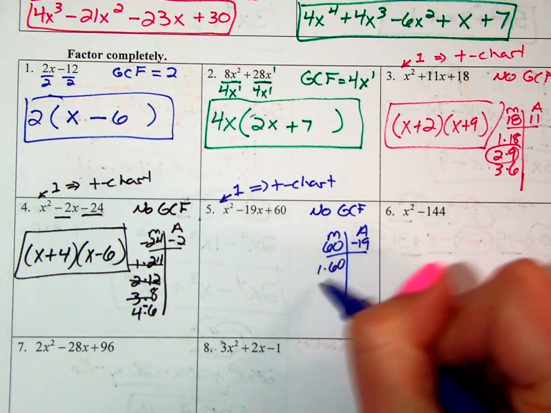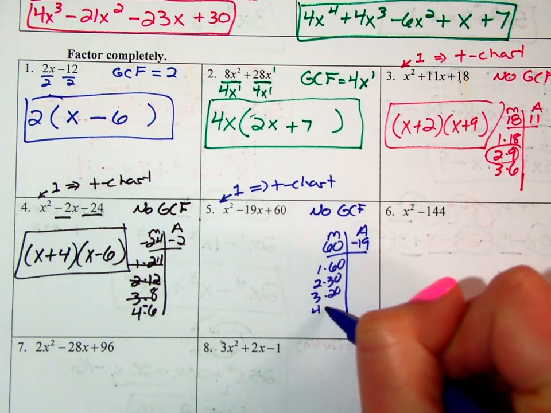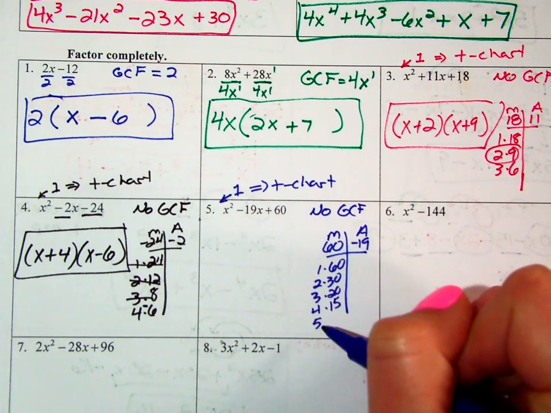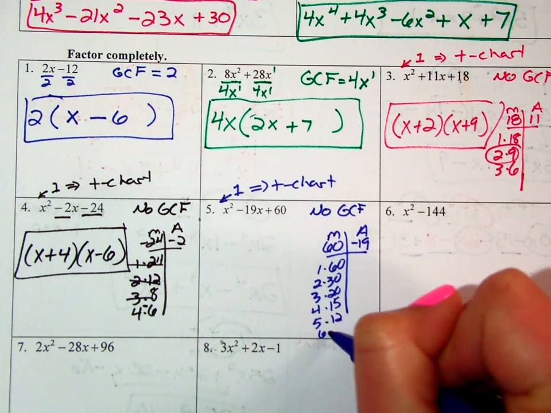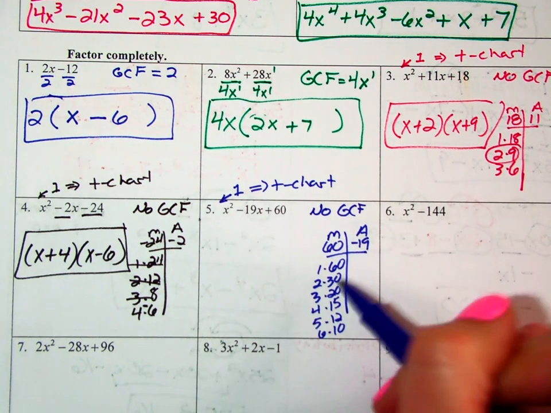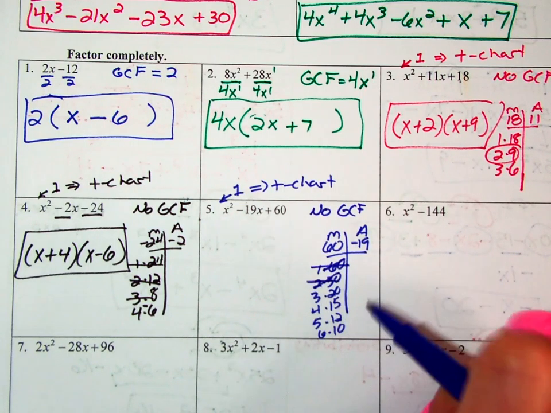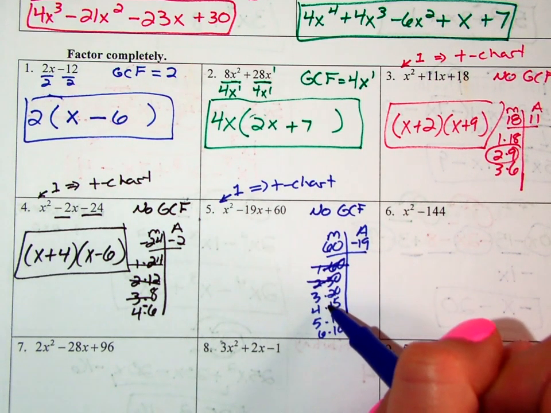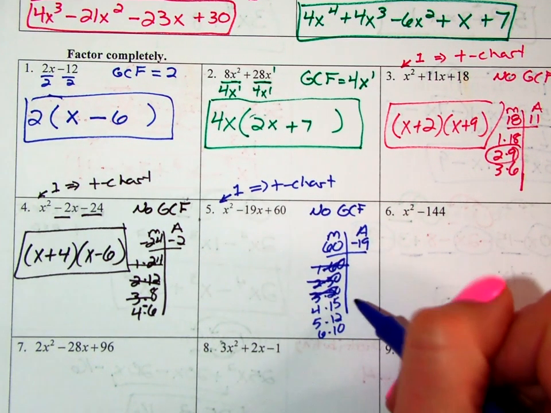1 times 60, 2 times 30, 3 times 20, 4 times 15, 5 times 12, 6 times 10, 7 won't work, 8 won't work, 9 won't work, and now we're back to 10. So these are my options. So if I want to get 19, adding these would be 61, subtract to 59, add to 32, subtract to 28, add to give me 23, subtract and give me 17, add to 19, so I can get a 19 here.